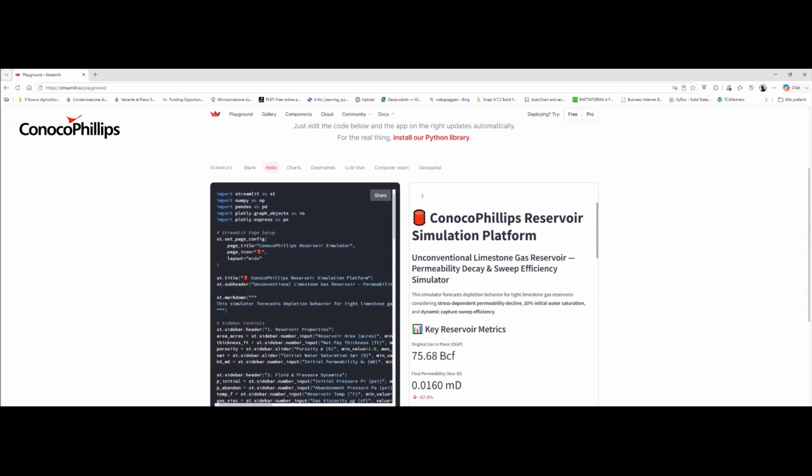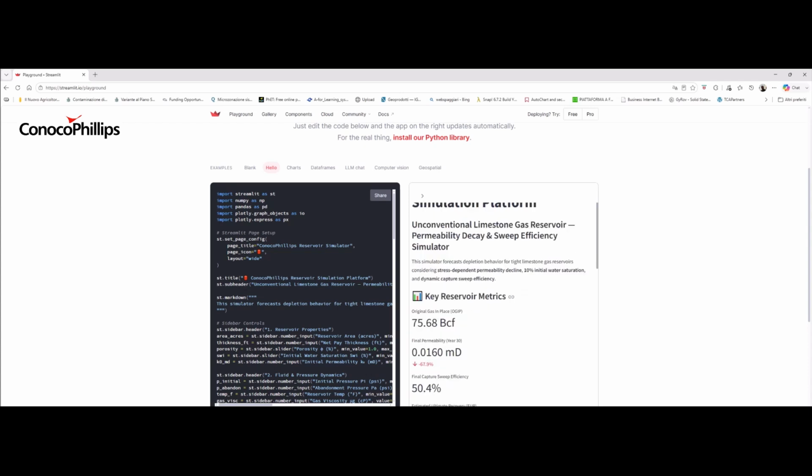So in this video we will show you a basic code to make a reservoir simulation and analyze the impact of steady state flow in reservoir simulation, splitting the fluids between water and gas. We are in a conventional reservoir. The simulation is a forecast depiction of the behavior of a tight limestone gas reservoir, considering stress-dependent permeability decline, 10% initial water saturation, and dynamic capture sweep efficiency.